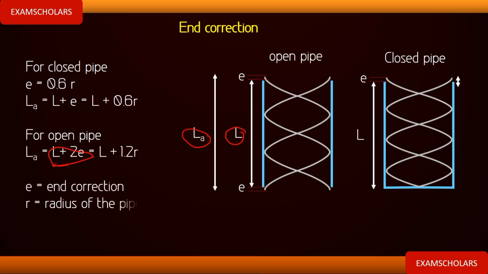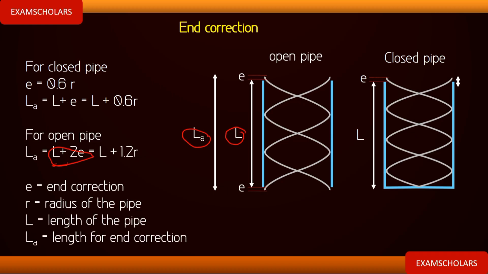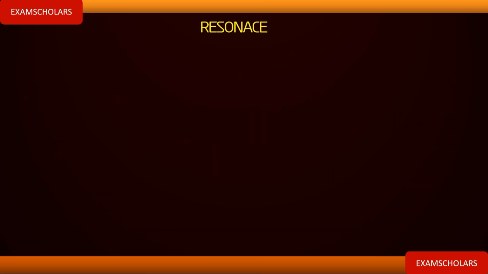Now, e is the end correction, r is the radius of the pipe, and L is the length of the pipe. LA is the length with end correction, the actual length. Now we want to learn resonance.